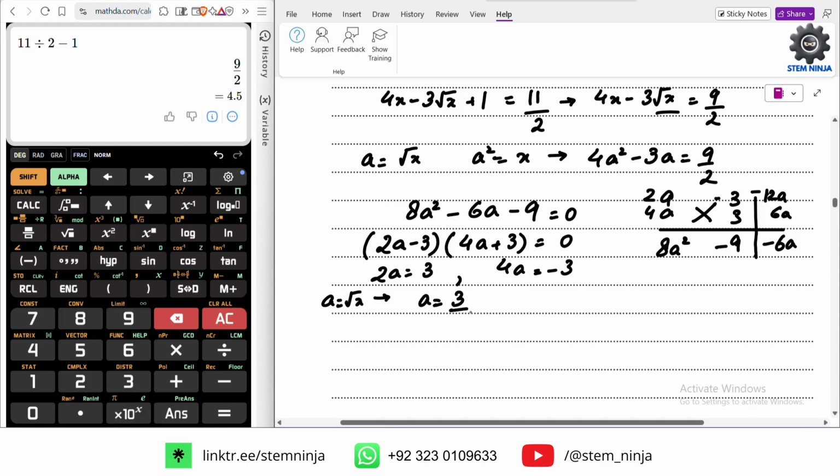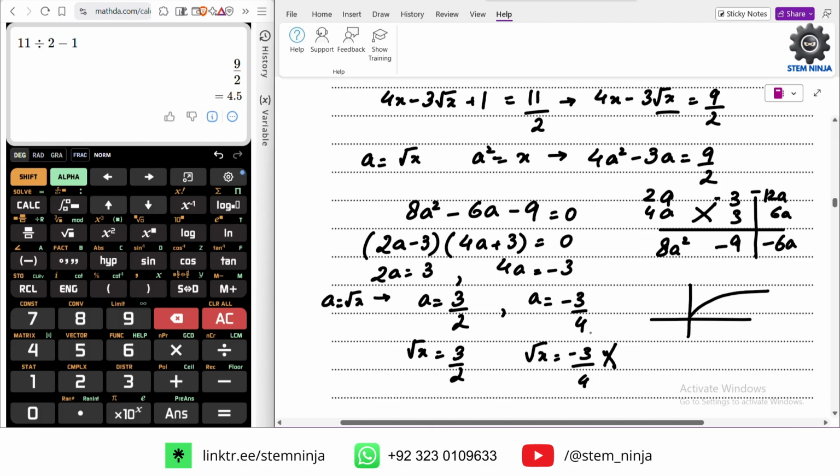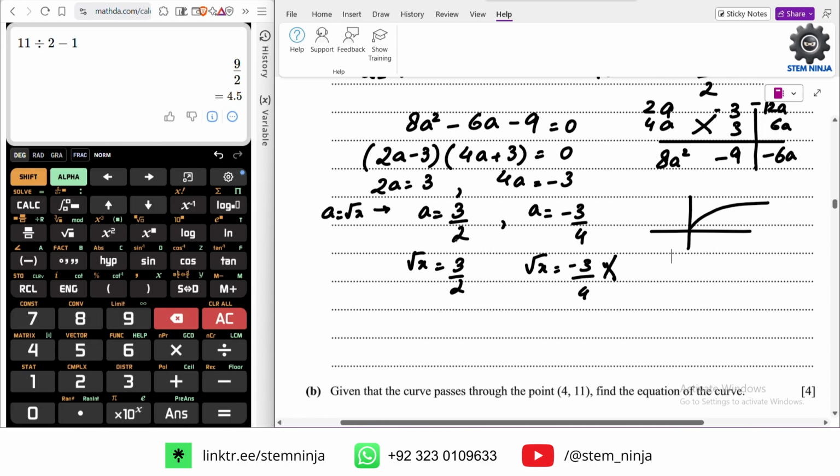A is either 3 over 2, which means that root x is 3 over 2, or you have a is equal to negative 3 over 4, which means that root x is negative 3 over 4. So there are no values, so this would be cancelled out, because the root x function never goes below 0. So this is this, so therefore x would be 9 over 4.